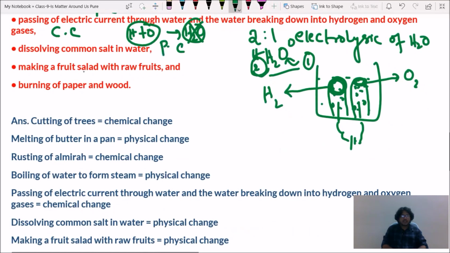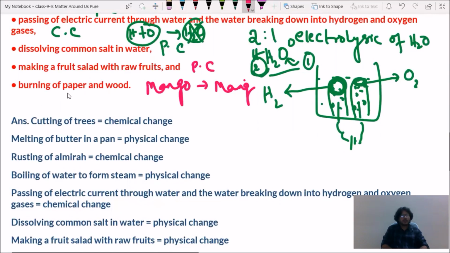Next, making a fruit salad with raw fruit. Here, you are making a raw fruit salad. You see, we are taking raw fruit, for example raw mango. And if you make juice, mango will become mango juice only. We cannot get any orange juice, right? So like that, no new substances are formed. We can consider this one as a physical change.